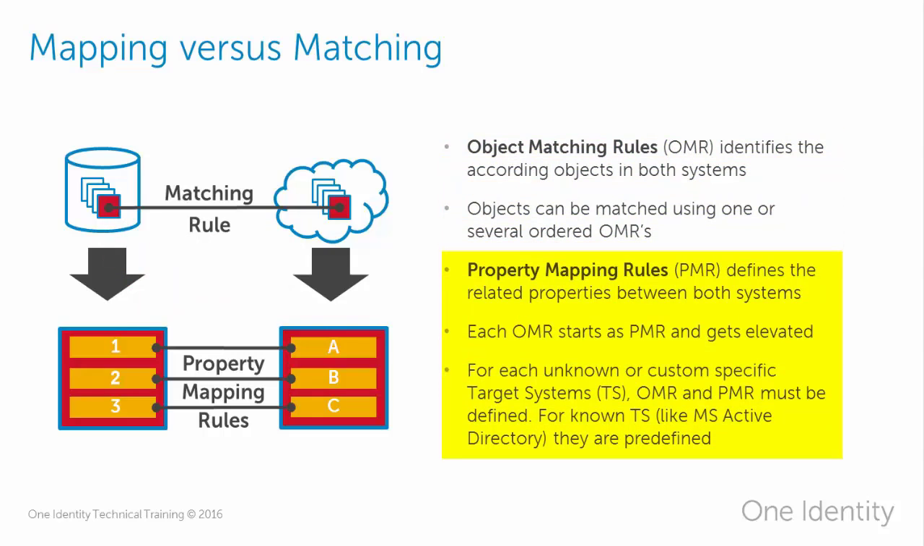In difference to that exists the property mapping rule. Property mapping rules are necessary to know which target system property should be stored on a database column. For example, if you want to know where the SAM account name of an Active Directory account is stored, then the property mapping rules will tell you this is the column SAM account in the table ADS account. Such a property mapping rule should exist for every property we want to handle in the One Identity Manager.